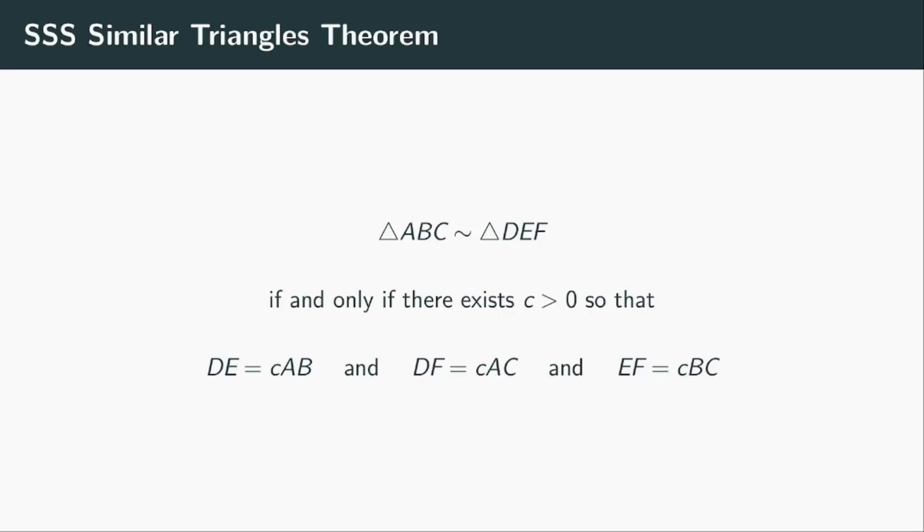So now let's talk about the side-side-side similar triangles theorem. So this one, the proof you're going to do, but let's remind us of the statement first. Triangle ABC is similar to triangle DEF if and only if there exists a positive constant so that DE is that constant times AB and DF is that constant times AC and EF is that constant times BC. So in other words, if and only if the ratios work out the way we want them to.